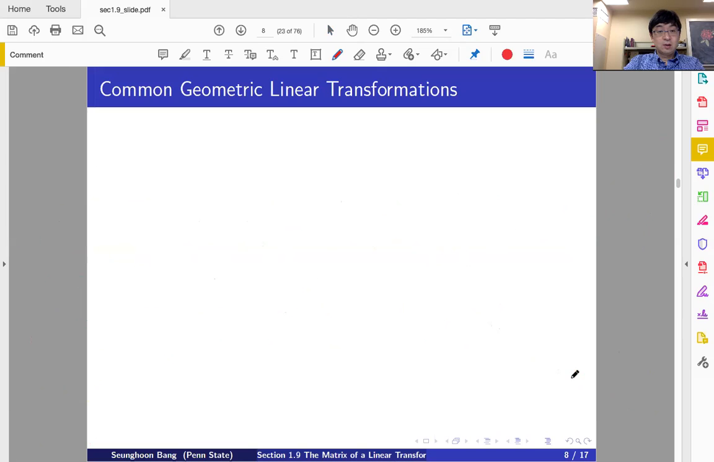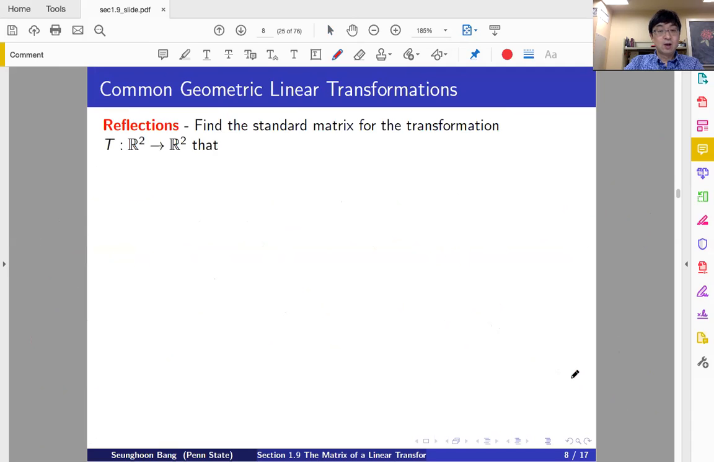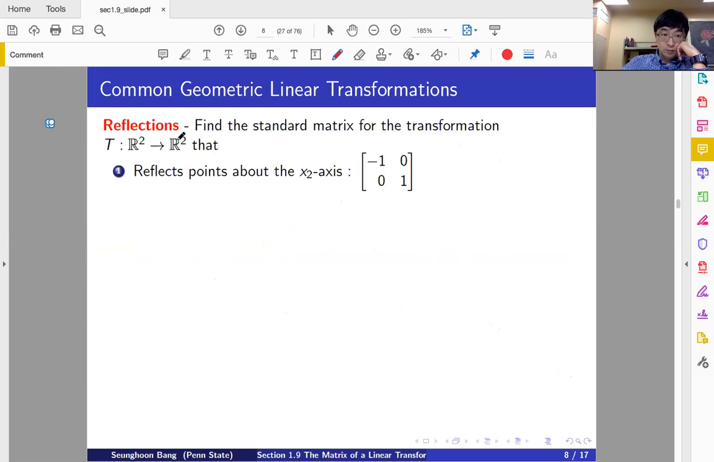Let me see. The next example, common geometric linear transformation. We think about this one, reflection. Find the standard matrix for the transformation T from R2 to R2 that reflects points about the x2 axis. So we have this one. How can you find it? This is the idea. You can use the standard vectors, E1 and E2. Was it like E1 and E2? We think about this one.